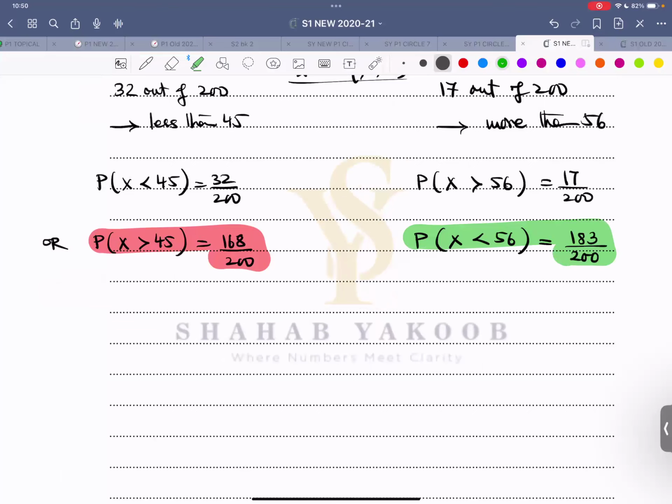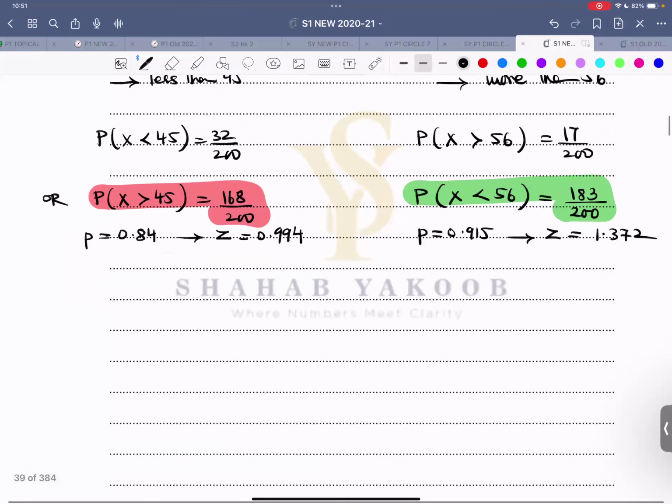Now this is 168 over 200. This is 84%. So for 84%, for 0.84 probability, go to the table. The corresponding Z value is 0.994. And 183 over 200, that is probability of 0.915. The corresponding Z value with no respect for sign, that is 1.372. And then we will take care of the positive negative.